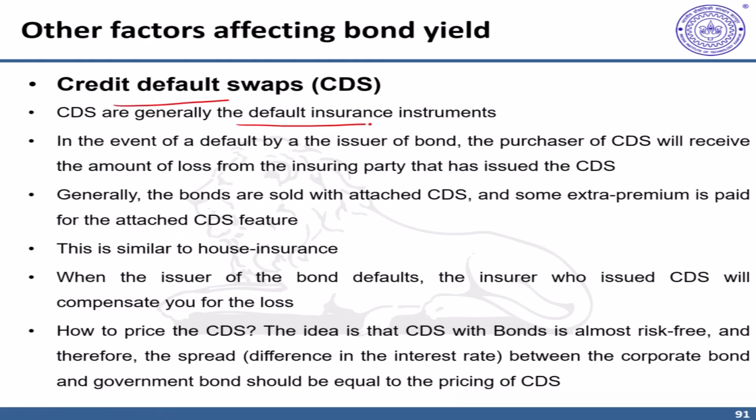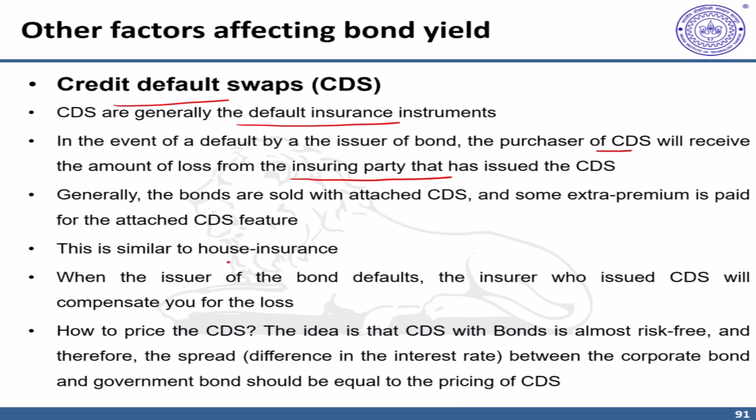CDS is like a default insurance instrument, credit default swap. For example, if a bond has attached CDS and the issuer of the bond defaults, the subscriber or investor in the bond will be compensated from the insuring party that has issued the CDS. Now, because of this extra feature, the bonds that are issued with attached CDS demand some extra premium to be paid for this feature.